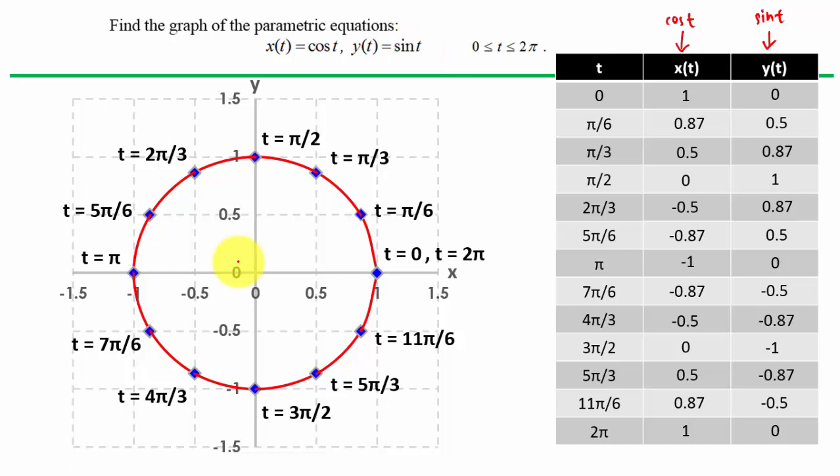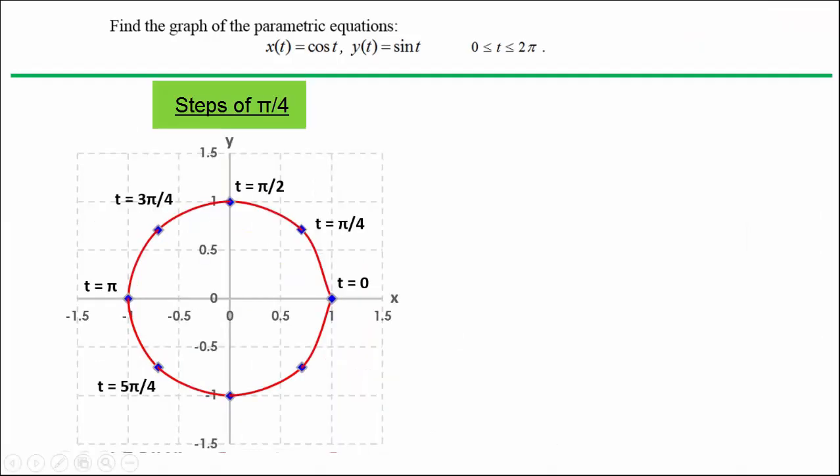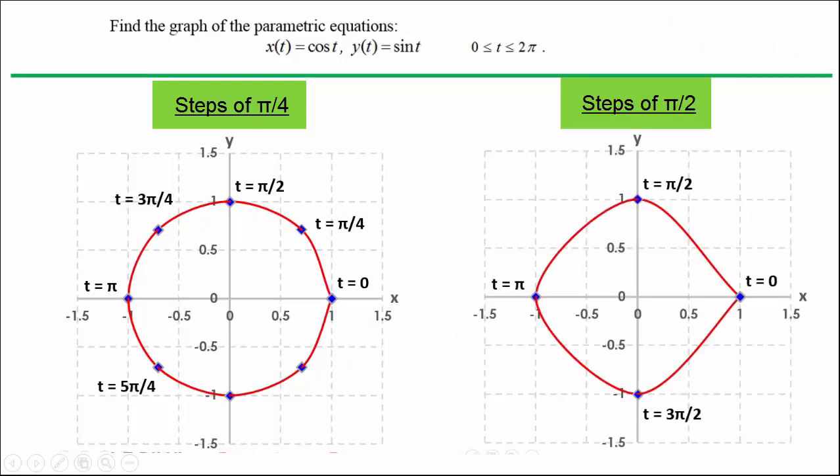One should be able to observe that we have obtained a unit circle centered at the origin. We can choose t to be in steps of pi over 4 since the sketch is still fairly accurate. However, if we choose t to be in steps of pi over 2, the sketch will be very inaccurate. Note that our choice of t in steps of pi over 6 provides the most accurate sketch.